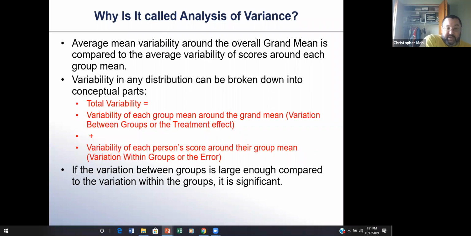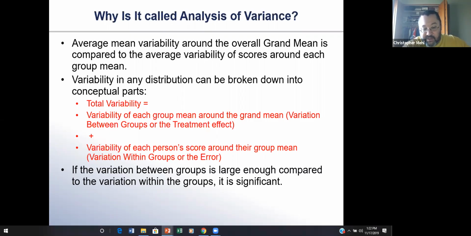All right. So in essence, if you look at this slide, we have total variability broken down into some conceptual pieces. This is exactly what we saw when we were looking at the ANOVA table with the regression model. It's the same idea. Our total variability has two pieces to it. It's the variability between the groups, which we're going to call variation between groups, or the treatment effect. And then there's random error. There's variation of each person or each item's score around their group mean. That's variation within the groups, or variation due to random error.